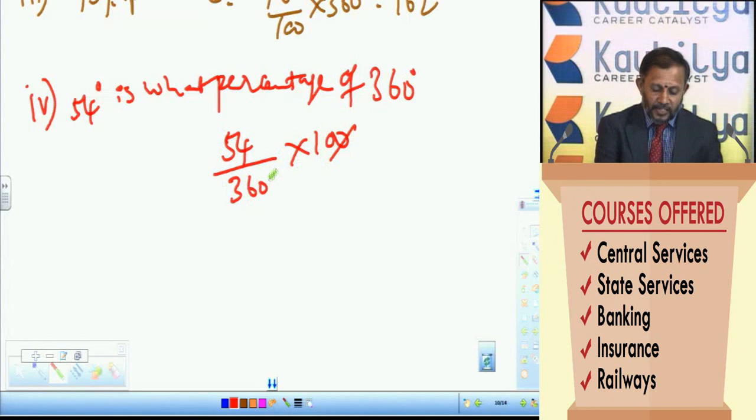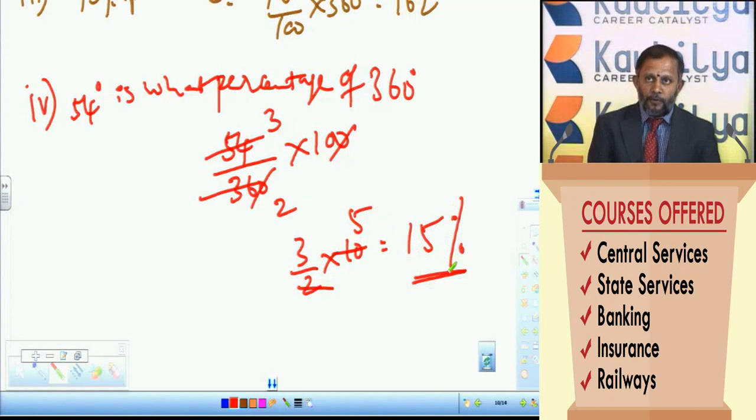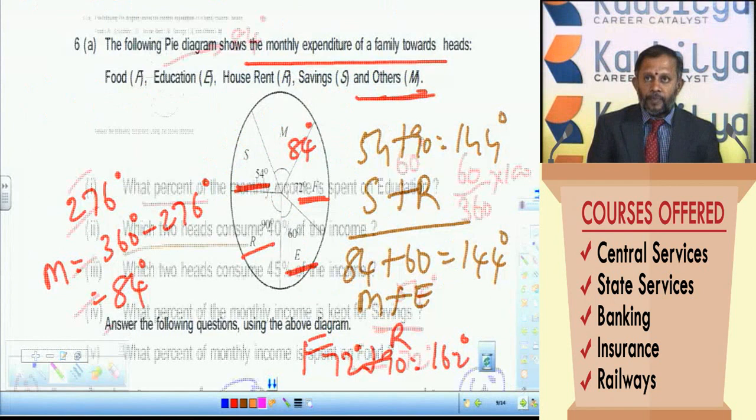Here 0 gets cancelled, and of course 18 gets cancelled, 3 times 2 times. For the next step we have to complete this by using 15%. So therefore 54 degrees is what percent of 360. 54 by 360 into 100. So therefore 15% is allotted for the savings part.